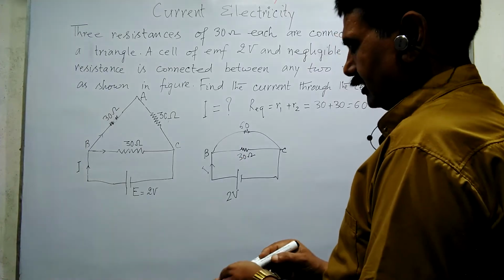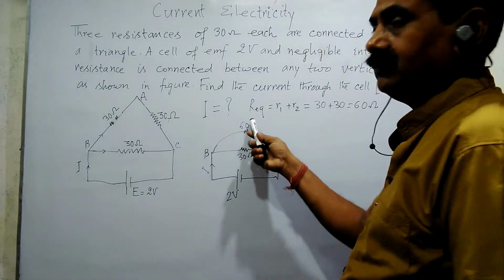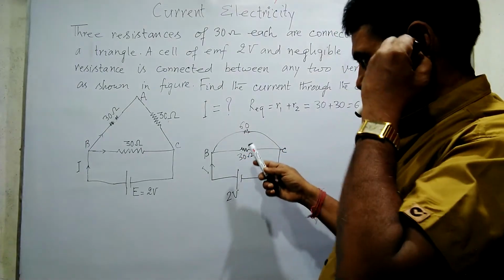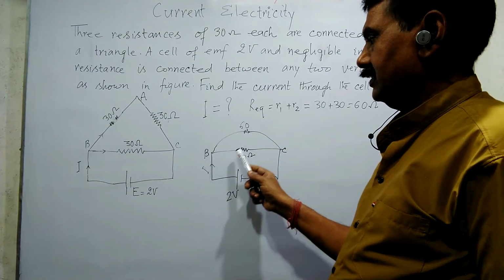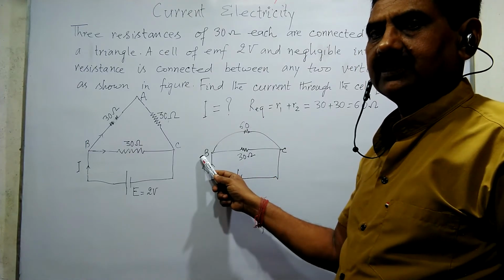Then what are we again observing? These two are in parallel. Why? One terminal of the 60 ohm is connected at B. One terminal of 30 ohm is connected at B.